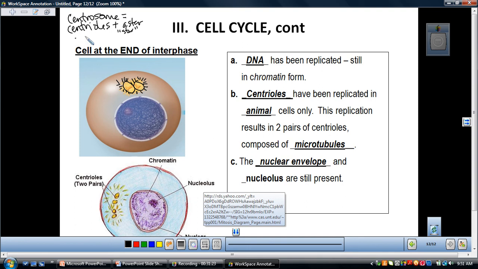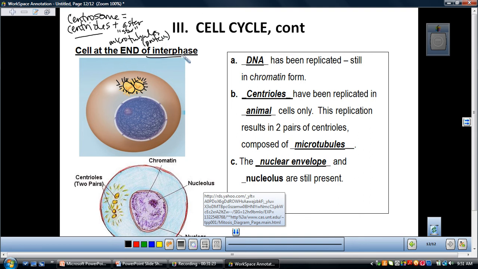So the centrosome is the centrioles plus the aster, plus also the small microtubules, which are protein. So there's quite a bit of protein that's in there as well. Okay, let me make sure I hit everything on that. Yep, got it. All right, so that's everything that's in that little centrosome.